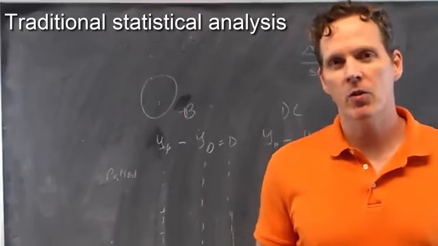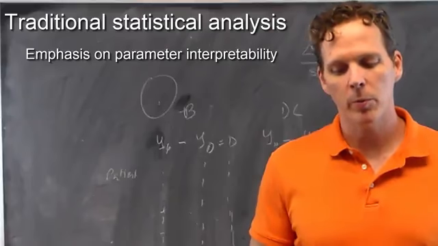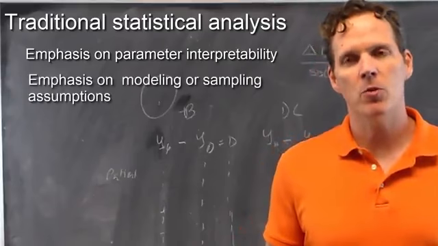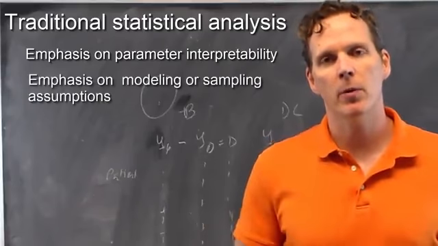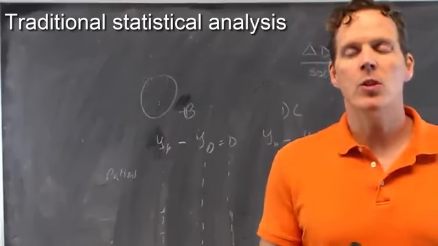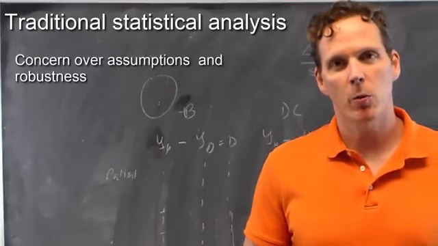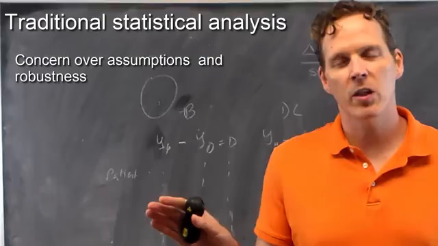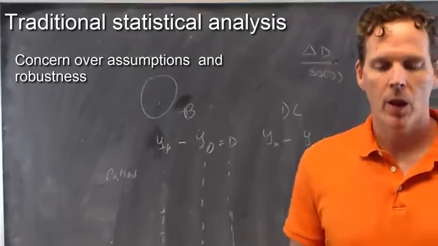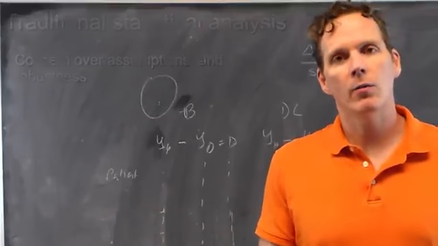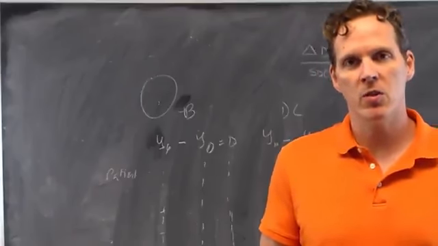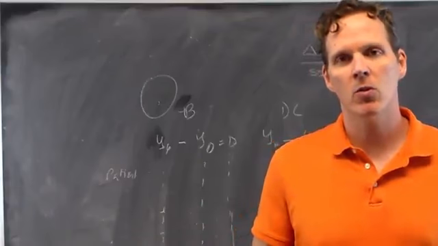So there's a lot of emphasis in traditional statistics on parameter interpretability, and then an emphasis on the modeling assumptions that go in to connect your data to the population you're trying to draw inferences on. And just like machine learning, there's concern over assumptions and robustness. So those are some broad distinctions between machine learning and statistics, though of course there's a lot of overlap. Let's give you some examples of problems where you could approach them from both a statistics perspective and a machine learning perspective and talk about them.